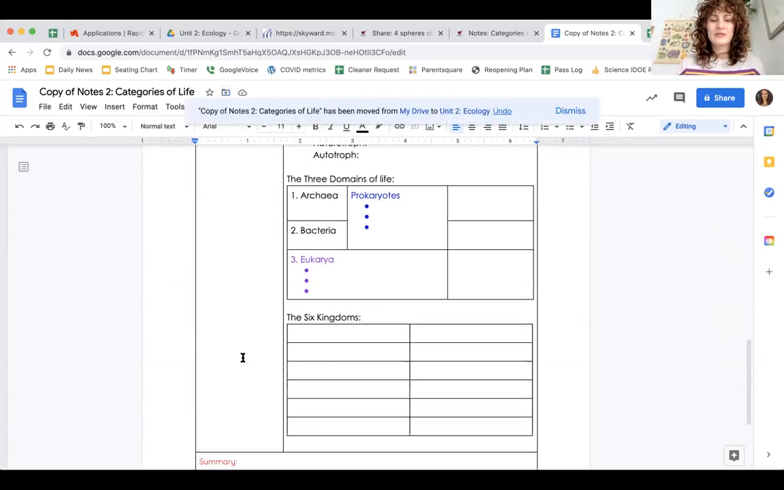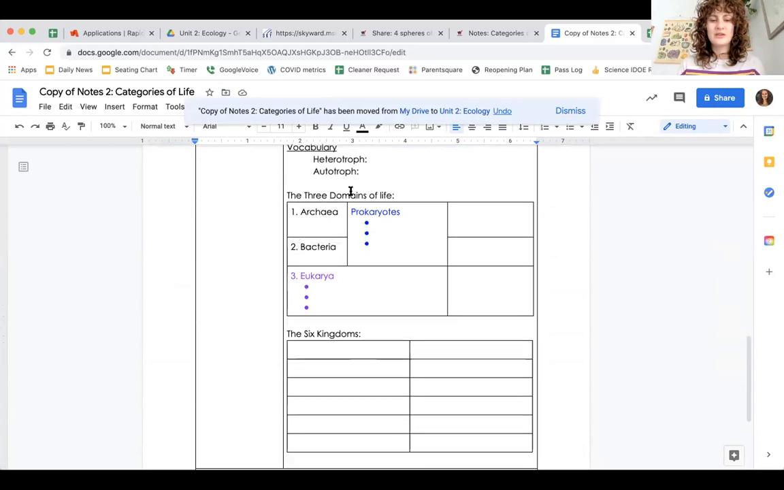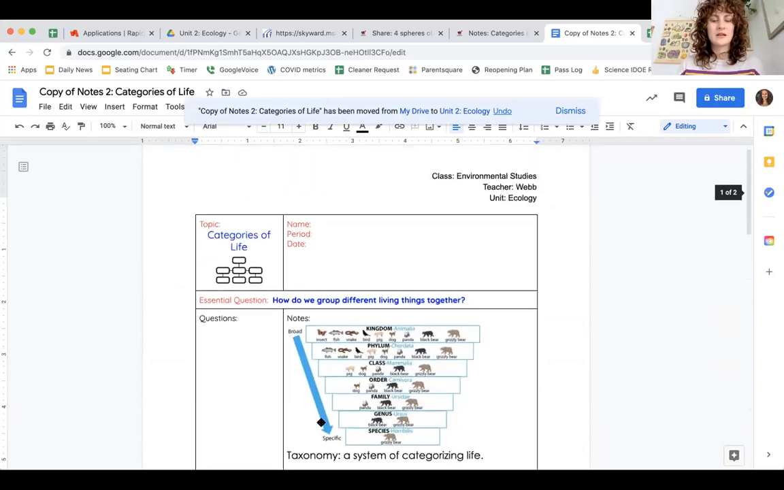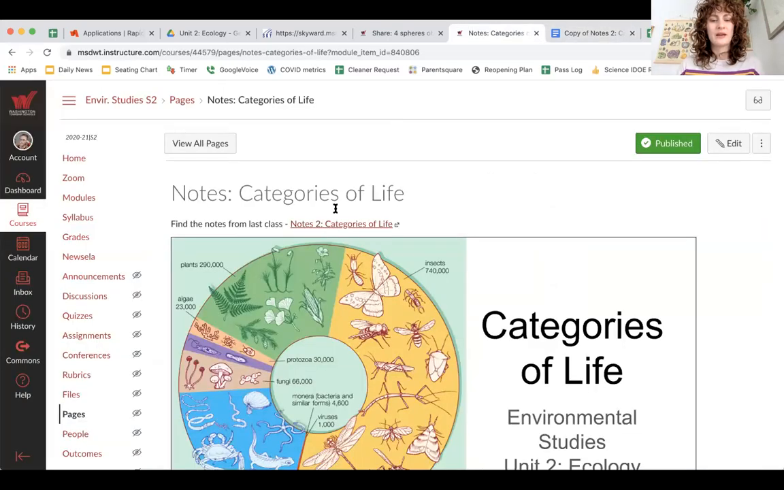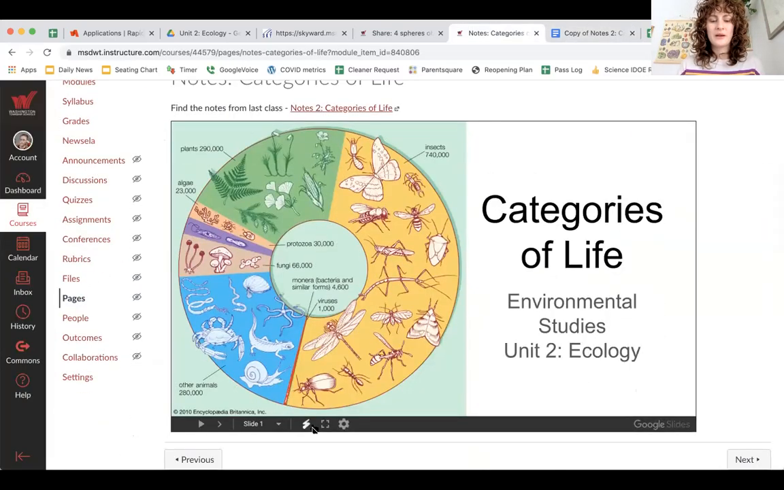All right, and now there's a whole second page here. We're only going to do prokaryotes and eukaryotes today, and the 6 kingdoms, that's going to take a bit longer, so we're going to leave it for the next module. All right, here we go.